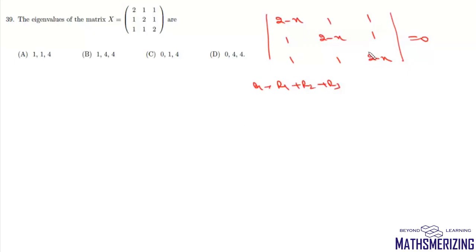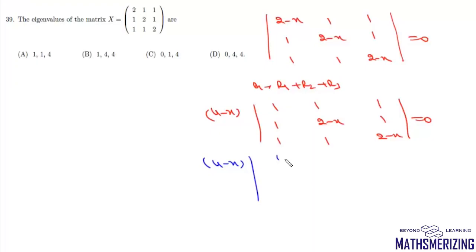So we'll get 4 minus x. So we'll take 4 minus x common. Then we'll get 1, 1, 1, 1, 2 minus x, 1, and then 1, 1, 2 minus x, and it is equal to 0. Now we'll write C1 as C1 minus C2 and C2 as C2 minus C3. So we can write 4 minus x and it will be 0. And then 1 minus 2 plus x. So it will be minus 1 plus x. And here it will be 0.